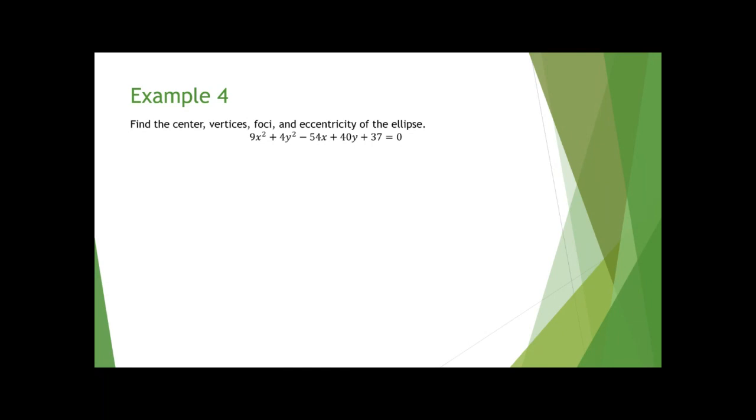So in order to figure out all of these things, we need to complete the square so that we can put it back into the form that we work with. To do that here, we need to group the x stuff together, the y stuff together, and then put the constant on the other side. So I'm going to start with 9x squared minus 54x plus 4y squared plus 40y, and then I'm putting the constant on the other side, so that's -37.